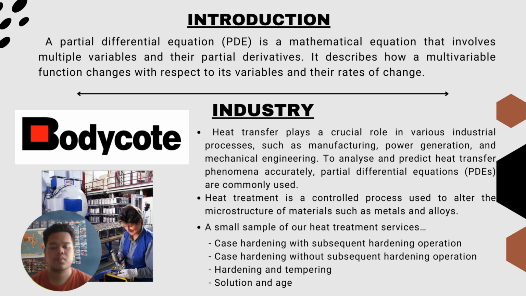And then for the industry, we have specified the use of PDE in heat transfer. So, why heat transfer? Heat transfer plays a very crucial role in various industrial processes such as manufacturing, power generation, and mechanical engineering. The function is to analyze and predict heat transfer phenomena accurately. PDEs are commonly used. So, for the industrial example, we have chosen the company Body Code.